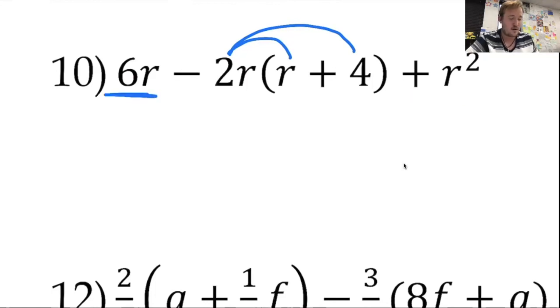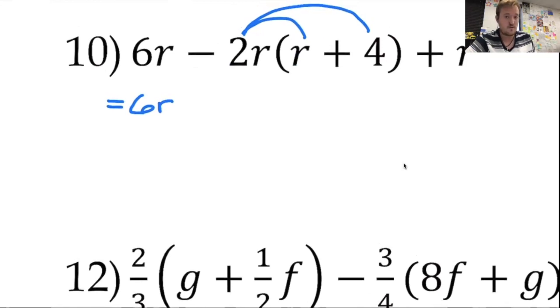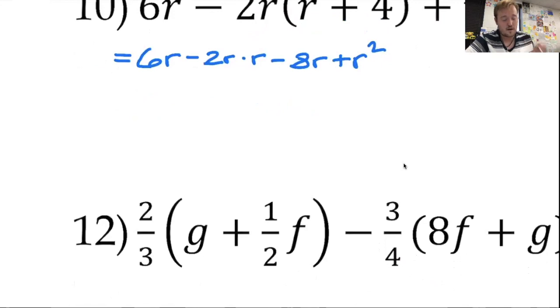Same thing with the 6r out in the front. That's not inside the parentheses, so it doesn't get that value. So because I'm only distributing first, I'm not going to change that 6r. It's going to stay the same. But when I distribute, so negative 2r times r, and then I have negative 2 times 4, so negative 8r plus r squared. So I'm going to simplify a little bit more.